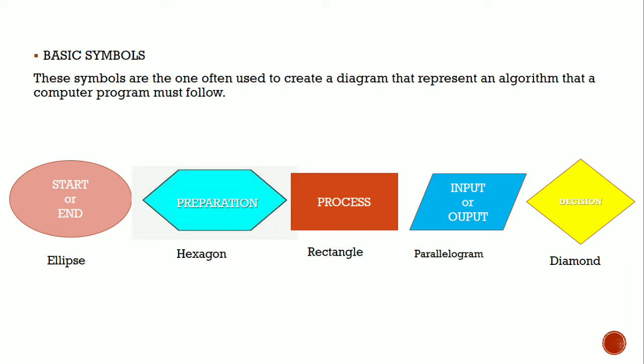The diamond is not always used. It's because it is only applicable when the problem requires decision making. If there is a decision, for example, there are two possible outputs needed, then you use the decision or the diamond symbol. So, let's make a flowchart.